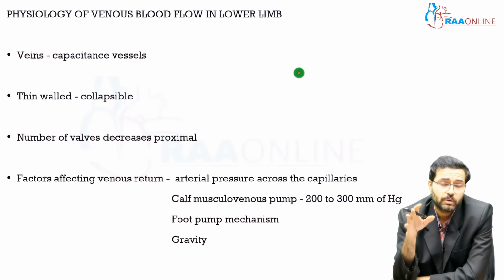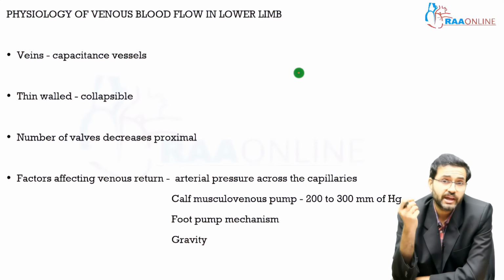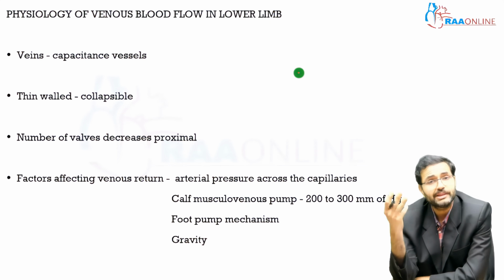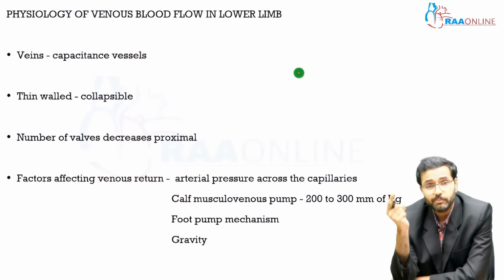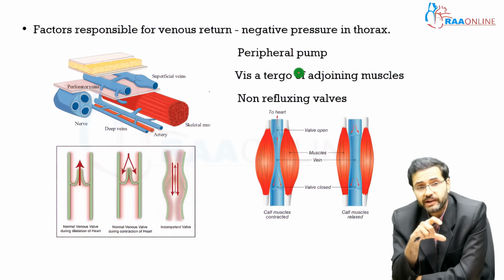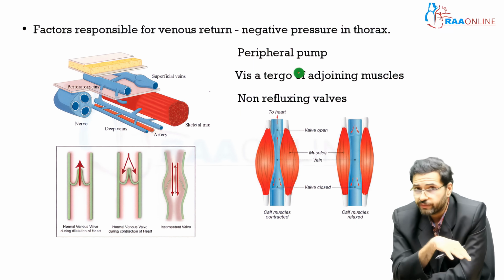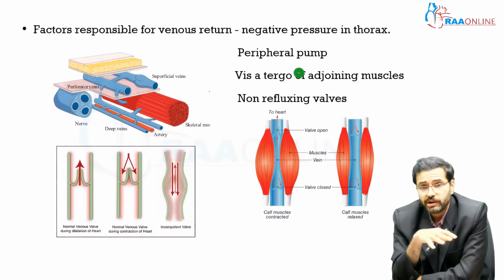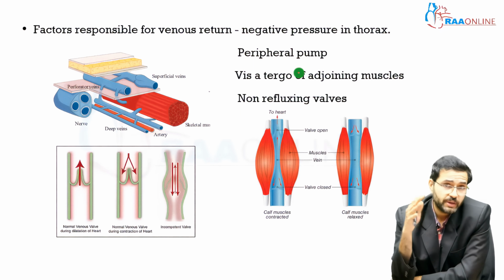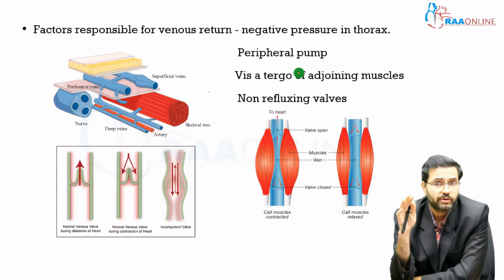And subsequently, the foot pump mechanism again plays an important role. In the plantar plexus, the foot plexus, the pressures in that region can help in propelling the venous blood proximally. Gravity also plays a very important role in affecting the venous return to the heart from the lower limb. We've discussed most of the factors responsible for venous return, but two very important factors which we need to concentrate on are the negative pressure within the thorax, which draws the venous blood from the lower limb, as well as the presence of non-refluxing valves.